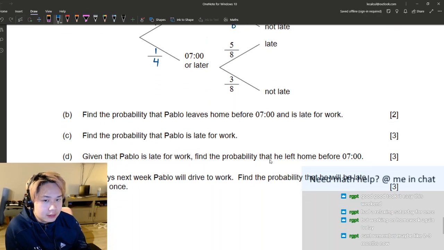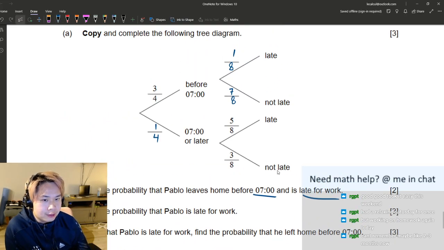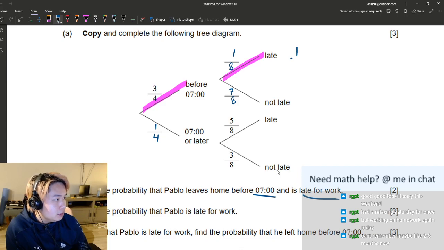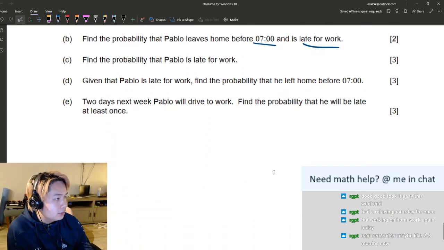Okay, next. Find the probability that Pablo leaves home before 7 and he's late for work. So he leaves home before 7, so we're taking this branch, and he's still late. To calculate this probability, we just multiply the two separate events together. So him leaving before 7 with him being late anyways, which is 3 out of 32.